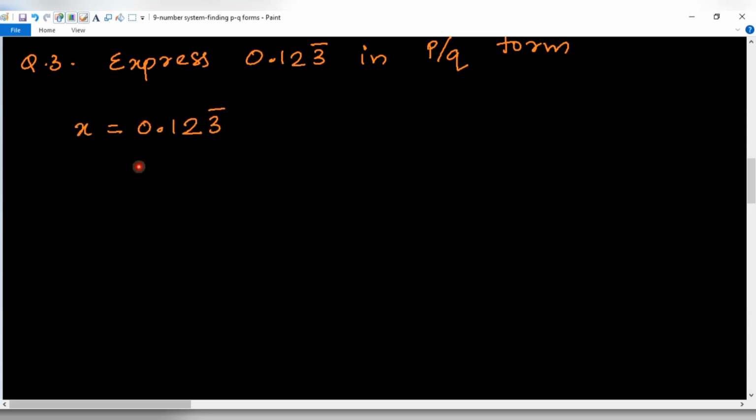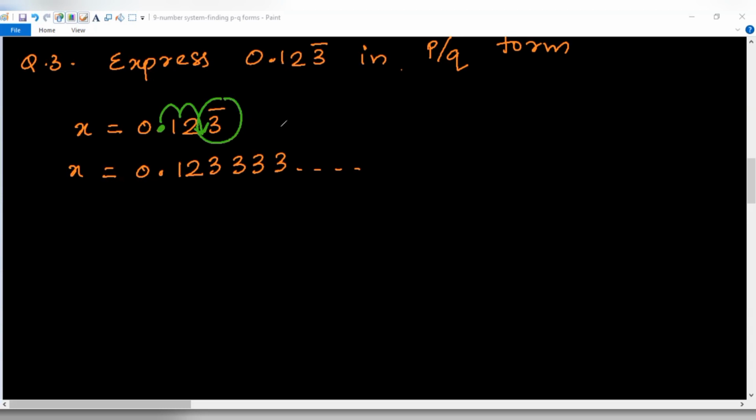0.123 bar, which is the same as 0.12, and only 3 is getting repeated, right? So we'll write it as 3, 3, 3, 3 like that. Okay, so this is our x. Now see, actually only one digit is getting repeated, right? But that process starts only after the first 2 digits. That means after the decimal place, we have to move towards this place. Okay, again the next digit is getting repeated.